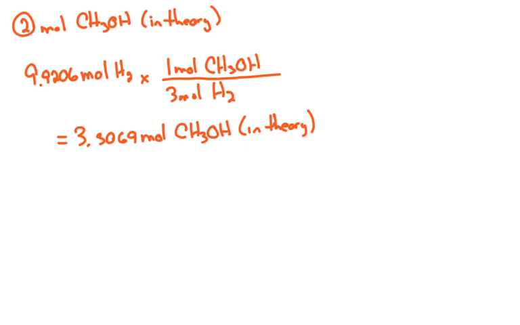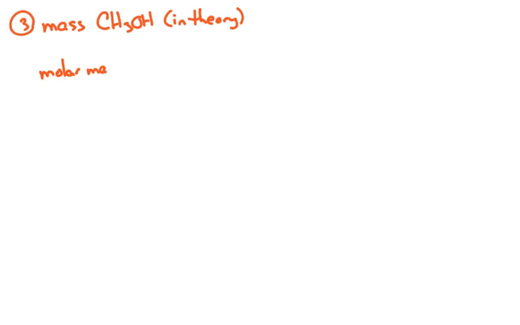Again, I'm just going to clear a fresh page for step 3. Now that we know how many moles of methanol we should have made, now we can determine the mass of methanol that we should have made. So again, this will be in theory. To do that, we need the molar mass of methanol. Slightly more complex than just hydrogen gas. It has more atoms in the compound. So we have carbon, only one of them. Carbon weighs 12.011 grams per mole.